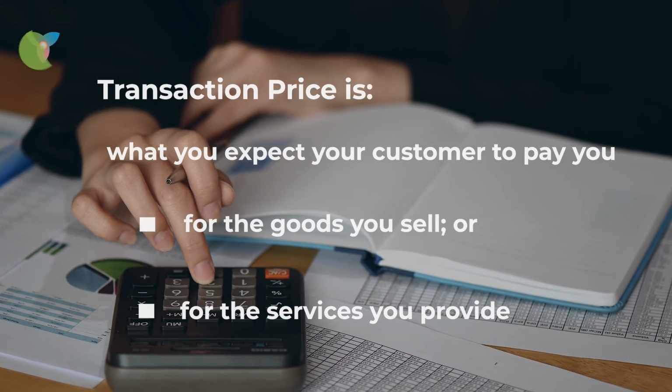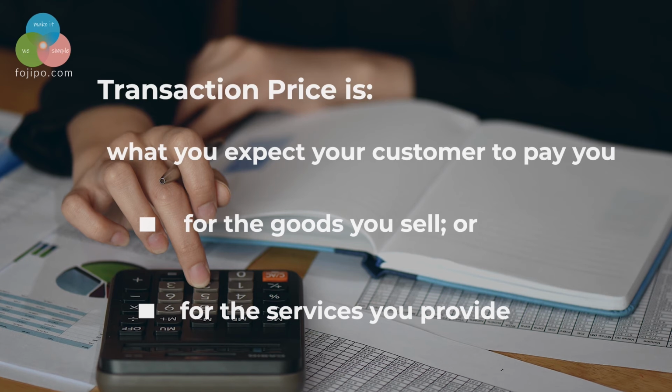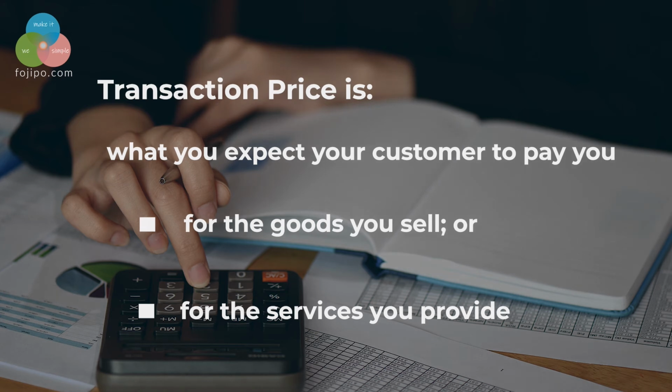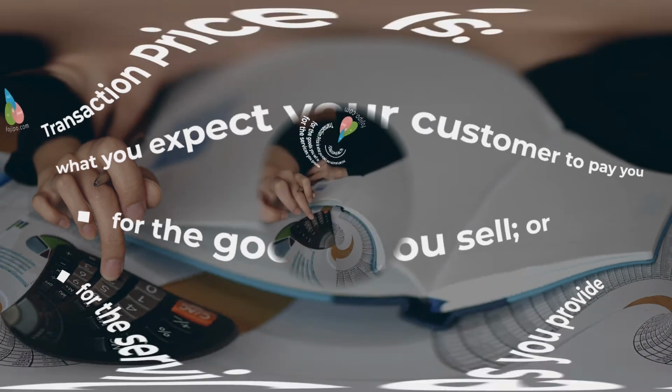In plain simple terms, transaction price is what you expect your customer to pay you for the goods you sell or for the services you provide. What this means is that transaction price is not always the cash price. Rather, this must also take into consideration discounts or any other forms of concession that you give to the customer, or even discounts that you expect you will eventually end up giving to the customer. In other words, you don't only consider discounts that you will give now, but you will also consider discounts or other forms of concessions that you may offer in the future as well.